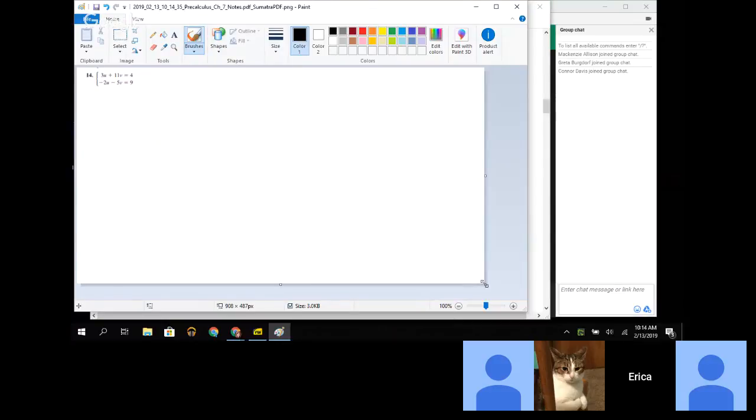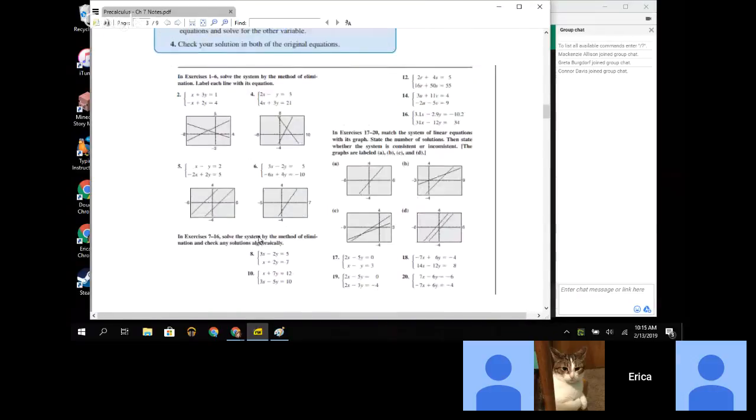Okay, so we've got 3u plus 11v equals 4, and we have negative 2u minus 5v equals 9. And the directions, I should have read the directions. They said, in exercises 7 through 16, solve the system by the method of elimination and check your solutions algebraically.